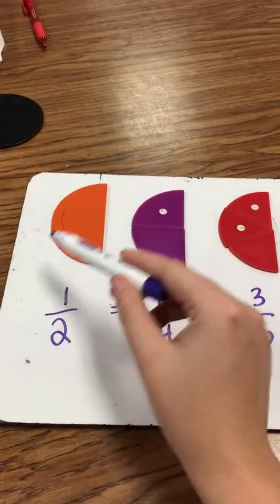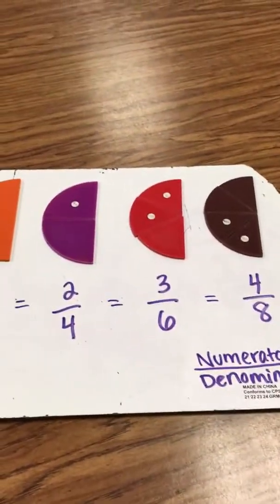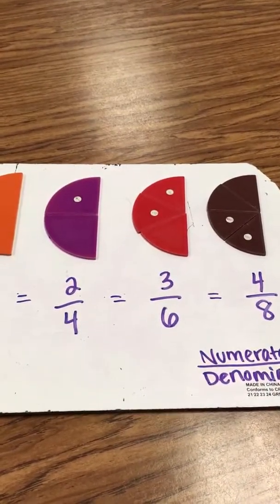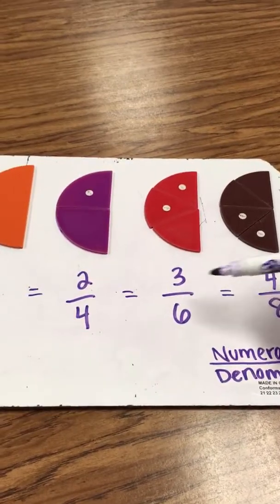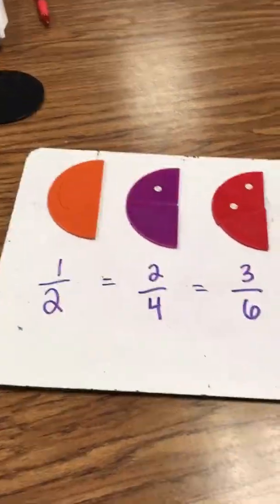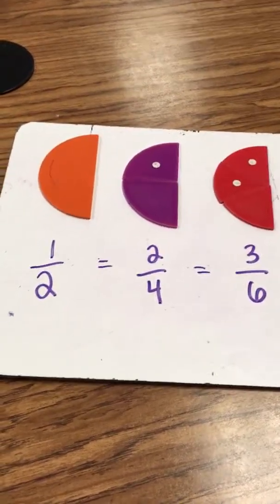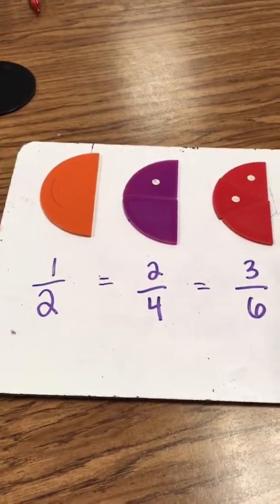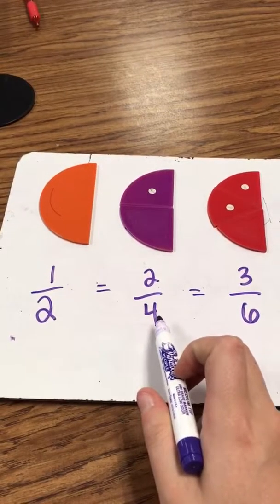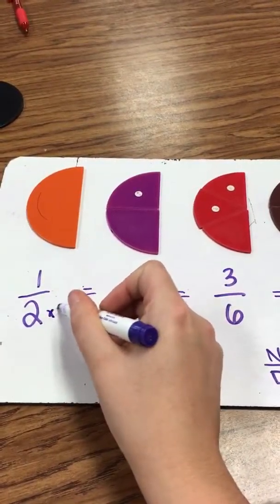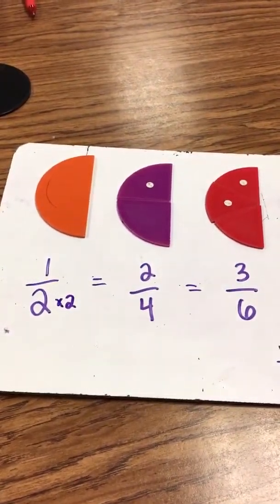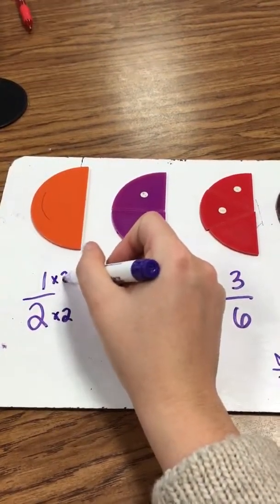So I can take my pieces and line them up next to each other to find all of my equivalent fractions. Remember, equivalent fractions mean that they're equal to each other. They're worth the same amount. But I'm going to show you how to do it with just numbers, okay? So between this number and this number, I see that 2 times 2 is 4, and 1 times 2 is 2.